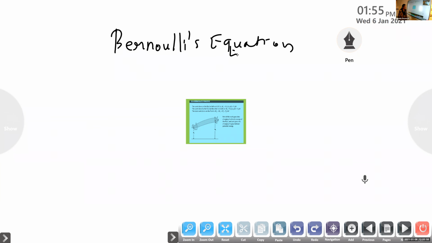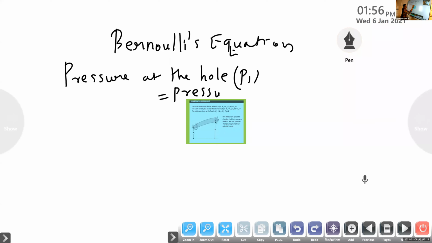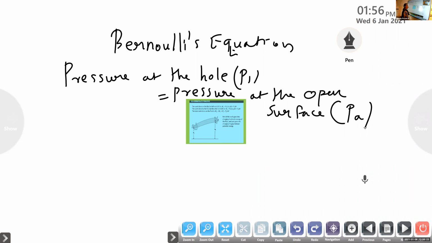the pressure at the hole P1 equal to pressure at the open surface, that is, open surface means atmospheric pressure. On the open surface, the pressure which is experienced is atmospheric pressure. So pressure at the hole P1 is equal to pressure at the open surface, that is PA.